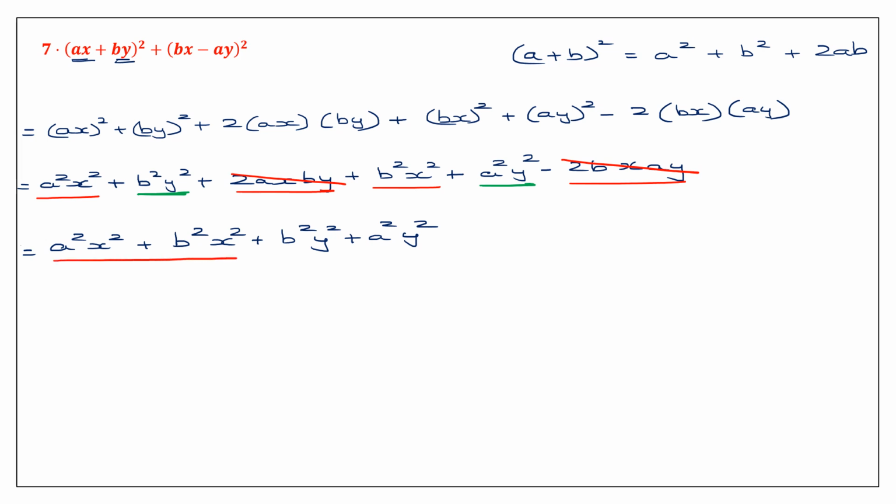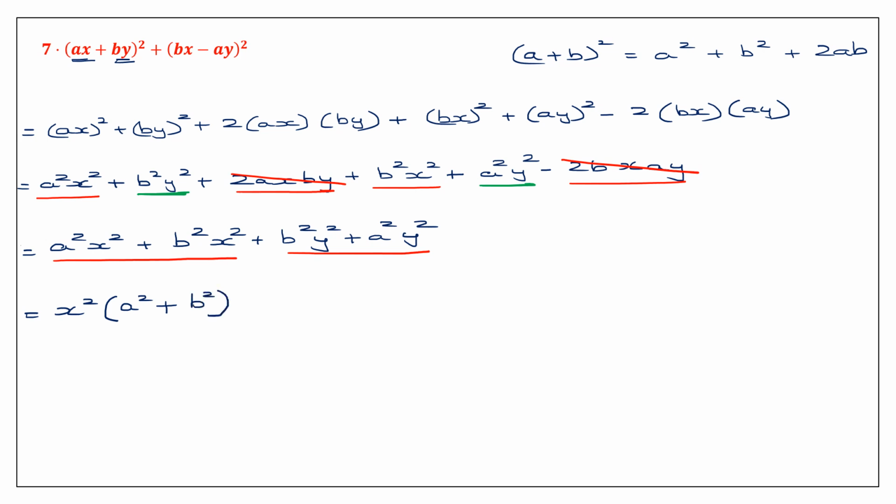So this is the first group. This is the second group. Let's pick out the common factor here. So the common factor here, as you can see, is x square. So let's get that out. So let's write x square outside. So this is x square. And what is left inside? So here we have a square x square. We have x square here. So a square comes inside. In the next term, we have b square x square. We have x square out. So we can put b square inside.